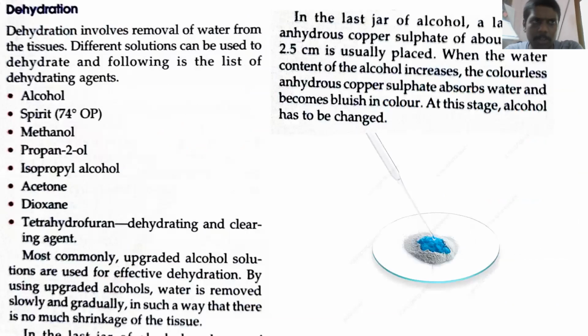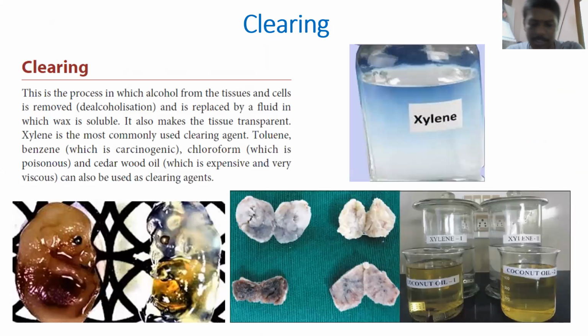Then we discussed the clearing solution. So clearing agents are the agents that will replace the alcohol within the tissue, and also these clearing agents will enhance the infiltration of paraffin wax in the next step of tissue processing. The main criteria that we need to ensure whenever we are using a clearing agent is the refractive index of the clearing agent.